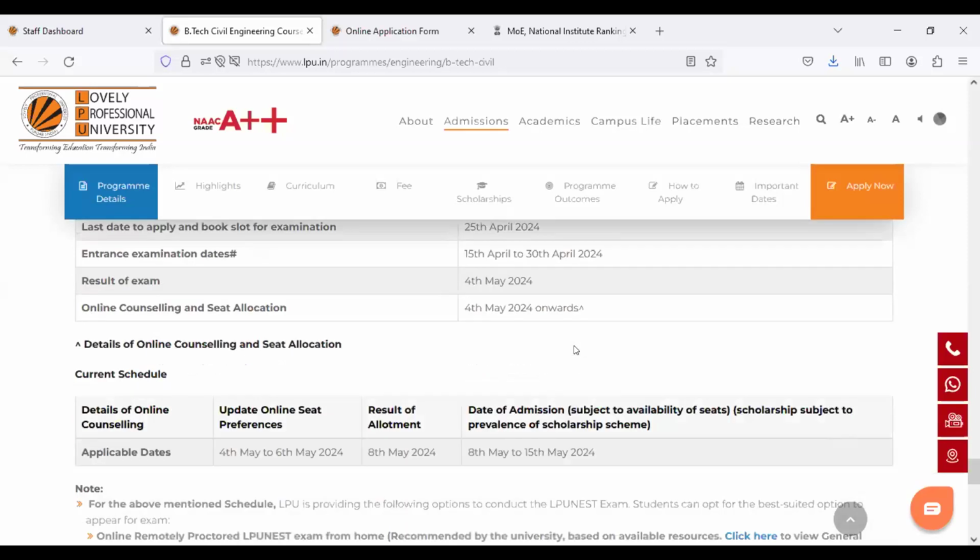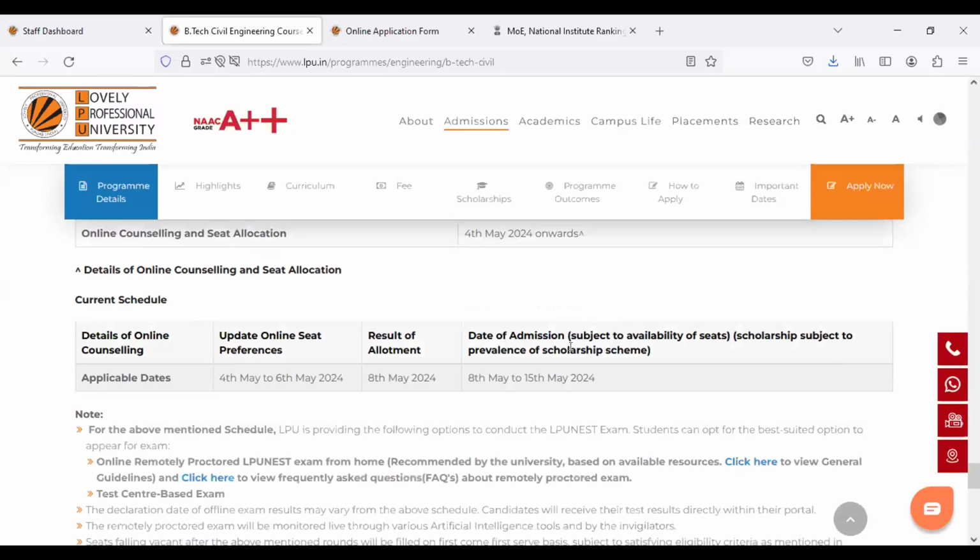After getting your result, you will take part in the counseling process. In the counseling process, you have to rank your seats, and that is from 4th May to 6th of May. You can shuffle your rank. Suppose you want to keep BTech Civil Engineering as the topmost priority, then you want to go to the BTech Civil Engineering 2+2 international credit transfer.